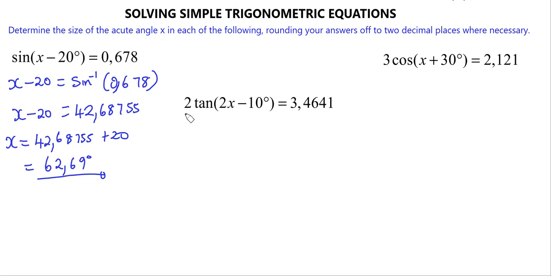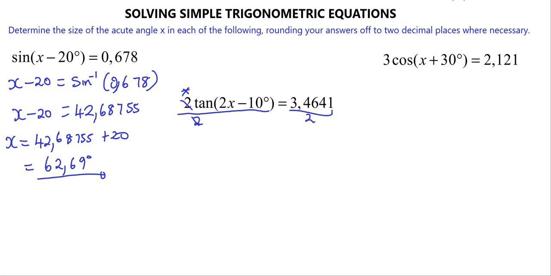Again, here we have a problem, which is the coefficient. So we need to get rid of the coefficient first. And how do you get rid of the coefficient? We divide by 2 both sides first. So we divide by 2 both sides. So here is going to be tan.